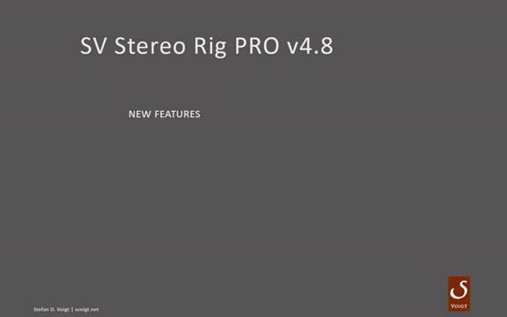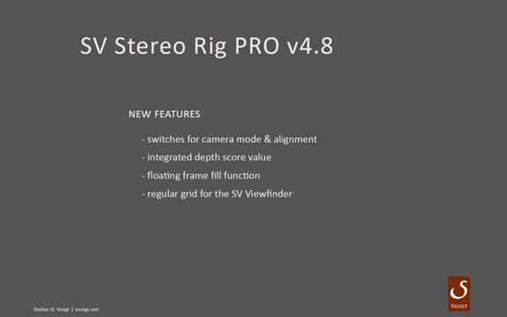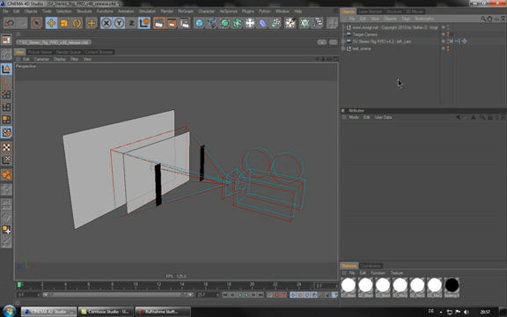So what's new in version 4.8? You've got camera mode and alignment switches, an altered near and far plane control, so the depth score value is integrated now, and I've added a floating frame fill function. And the SV Viewfinder has got a regular grid now. So let's dive right into Cinema 4D, where I will guide you through the menu.